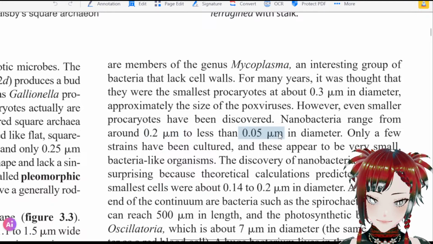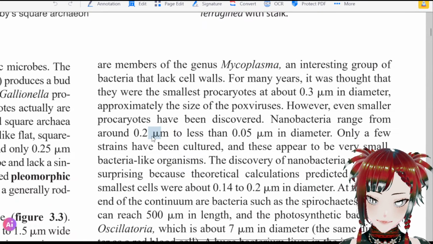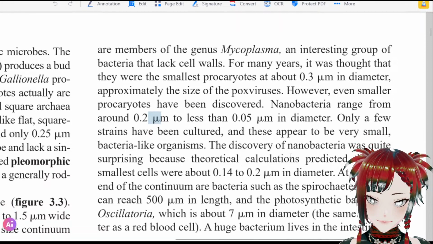Guys, even though this is micrometer, don't let it deceive you, because this is 0.2 micrometer. You can convert it into the nanometer range, right? If you consider 1 micrometer and go back from that, of course it is going to go into the nano range, to make it easier for you.